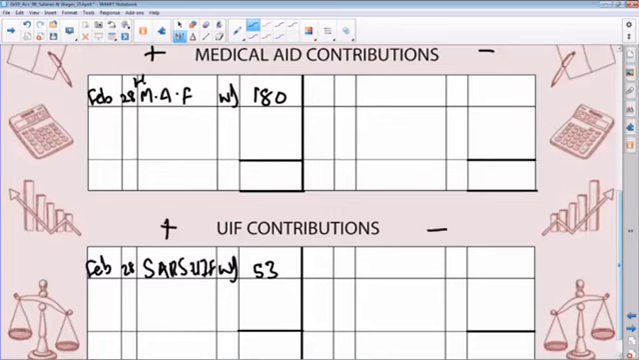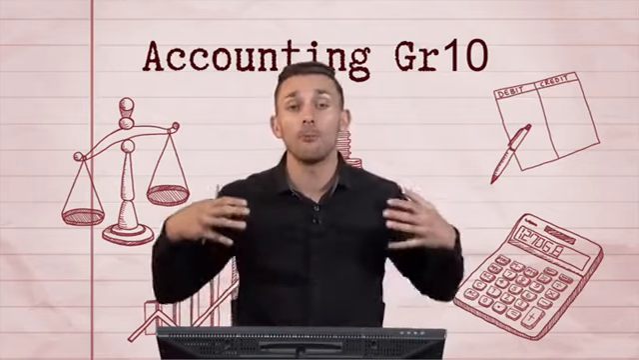Remember, UIF and expense. Now, guys, please go and practice your salaries and wage journals. Practice the posting to the general ledger. I know you can do it.